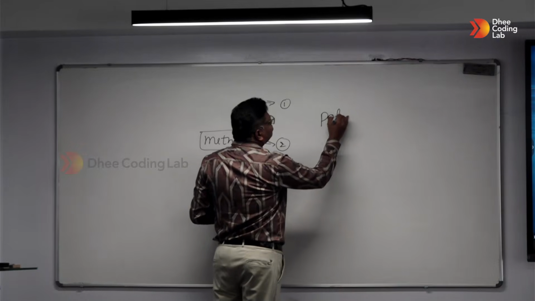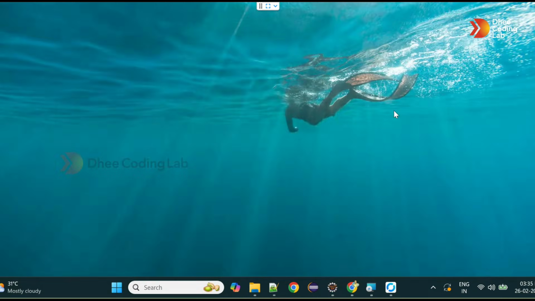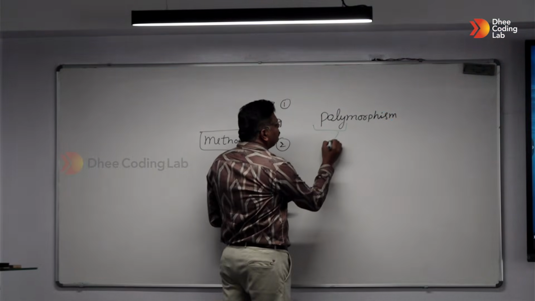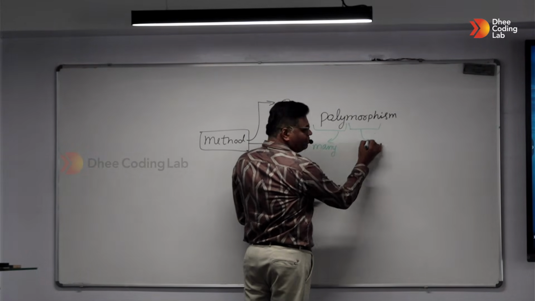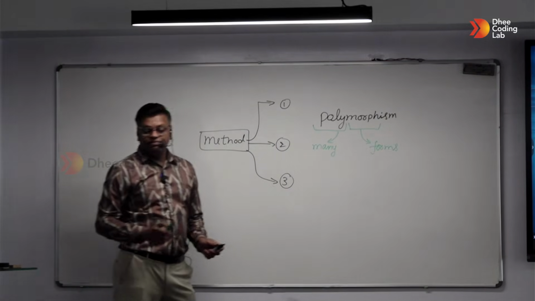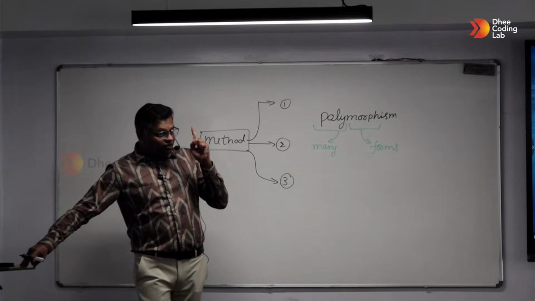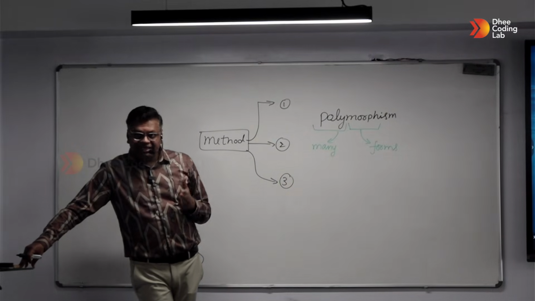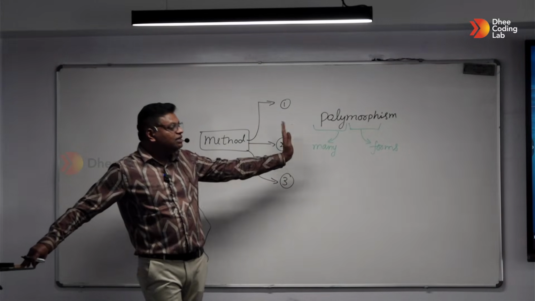Polymorphism is derived from some language, I don't know, Latin or something. Poly means many. Morphe means forms. Getting any one single work done in different possible ways, in multiple different forms, is called what? Polymorphism.